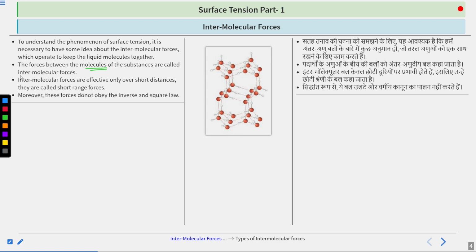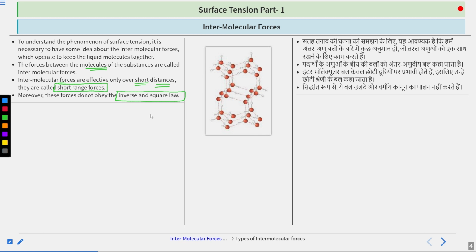Got it? But remember, intermolecular forces are not long distance forces or long range forces. They act over short distances, and that's why they are called short range forces, because they act only between the molecules, not beyond the molecules or in any other area. That's why these are known as short range forces. Secondly, they do not obey the inverse square law.